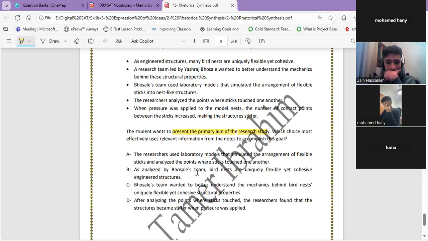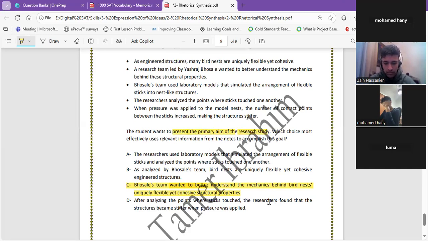As analyzed by Bussel's team, bird nests are uniquely flexible yet cohesive engineered structures. Here he talked about the findings, not about the primary aim. Bussel's team wanted... So what is the primary aim? Wanted to better understand the mechanics behind bird nests' uniquely flexible yet cohesive structural properties. Yes, this is the primary aim. They want to understand. After analyzing the points where sticks touch, the researcher found... I don't need the finding again. I need what is the primary aim. So the answer is C.